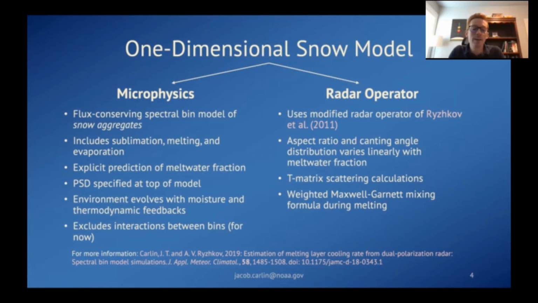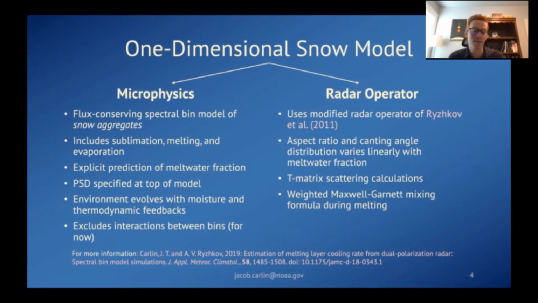And the typical approach we take, and this is common to all of the work shown here, is that we initialize the environment usually from a mesoscale model like the RAP, and then we try to specify the particle size distribution at the top of the model, and then let the particles fall and simulate these processes, which are allowed to feed back with the environment. So for example, with melting, we cool and moisten the environment.